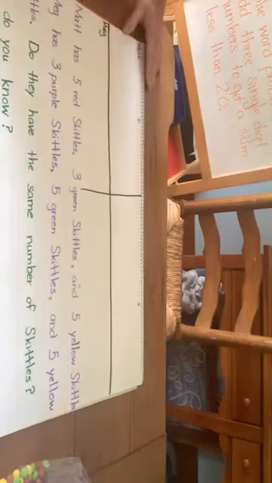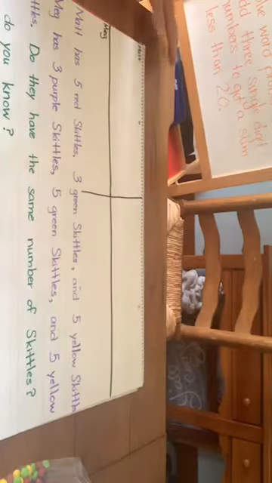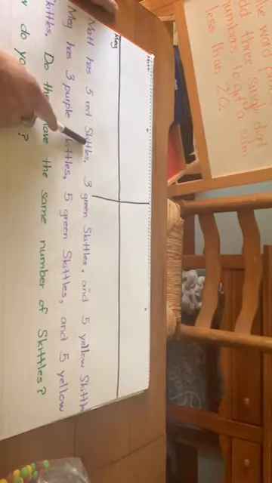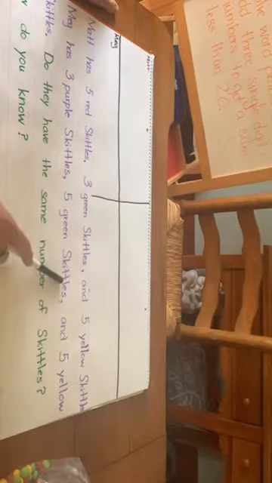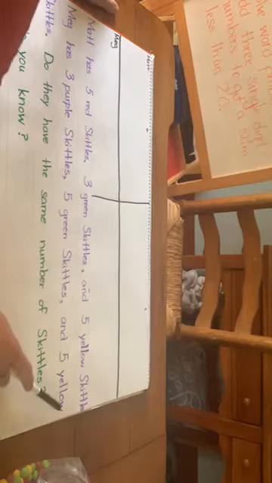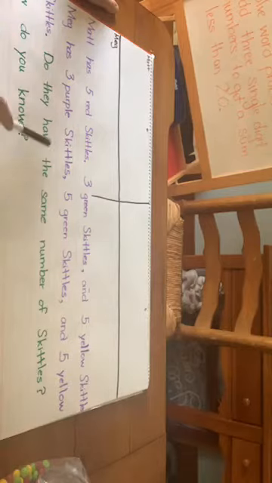So keep that in mind as we work on our math problem today. So let's read our problem. It says, Matt has 5 red Skittles, 3 green Skittles, and 5 yellow Skittles. Meg has 3 purple Skittles, 5 green Skittles, and 5 yellow Skittles. Do they have the same number of Skittles?